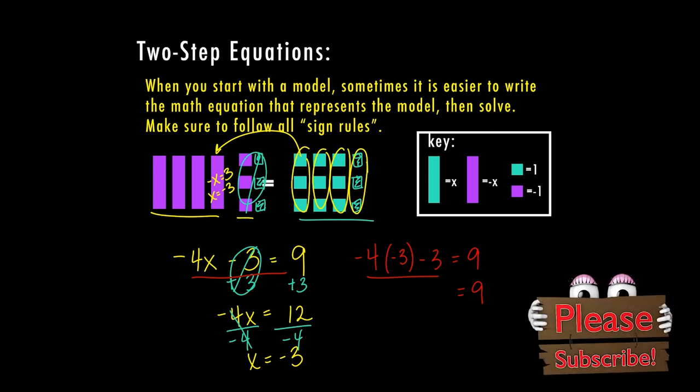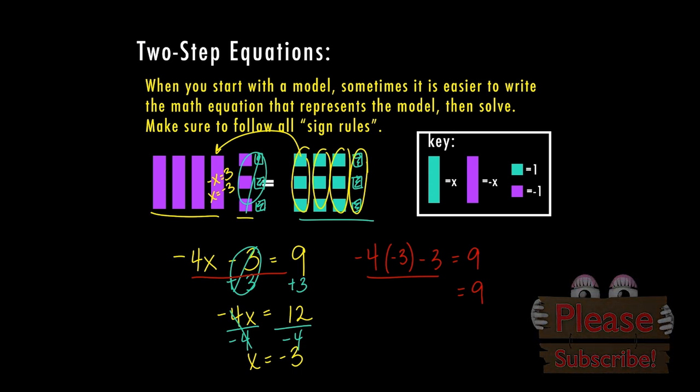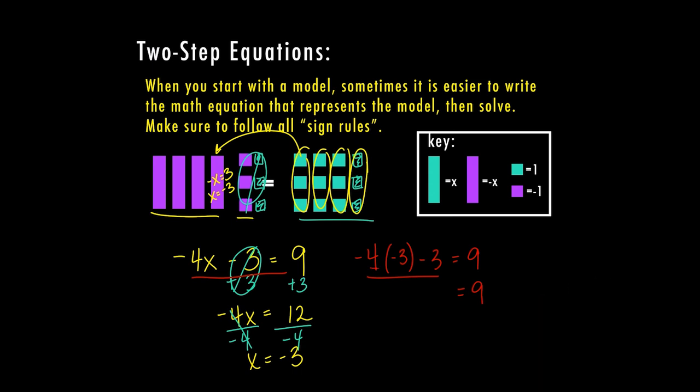This is where I have to be really careful with my sign rules, and I have to solve order of operations. So PEMDAS first, so multiply negative 3 times negative 4, which is 12. So now I have 12 minus 3, and that does equal 9. So since 9 equals 9, this does check out to be a true answer.